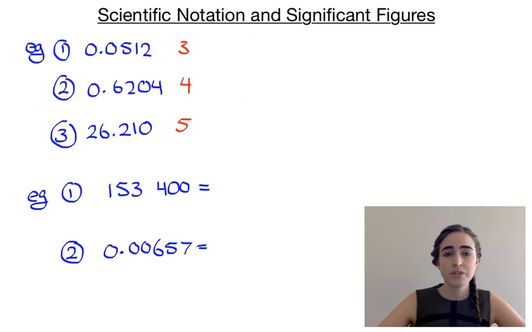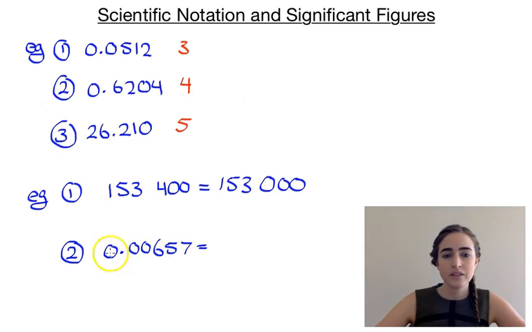The last two examples I want to have a look at are rounding to a given number of significant figures. So if we have a look at this first number here, if you are asked to round this to three significant figures, we have a look and our first three significant figures are the one, the five, and the three. So we look at the next number. Because it's a four, it's under five, so we round down. So we're going to have 153, but we can't just round it to 153 because that's nothing near 153,400. So we have to keep those zeros in there as place values.